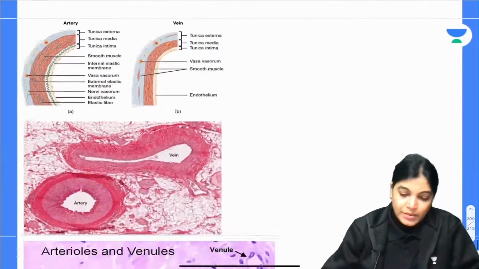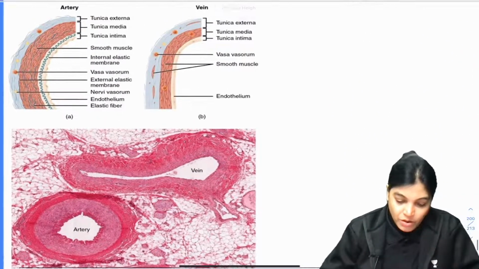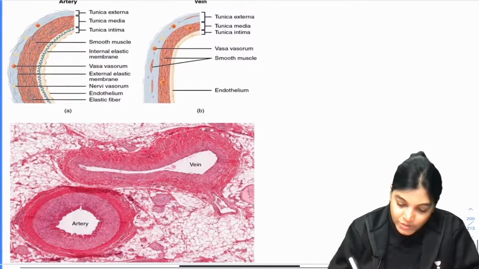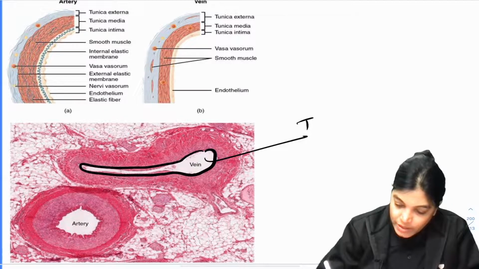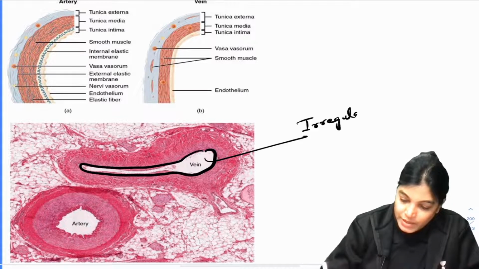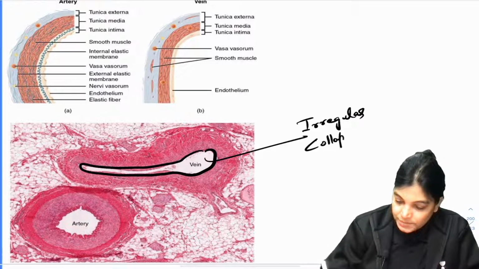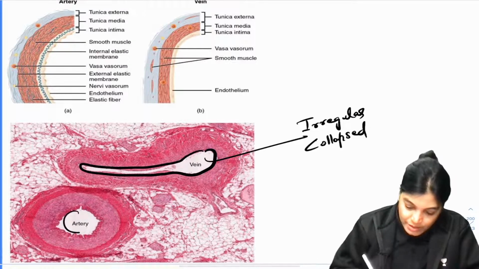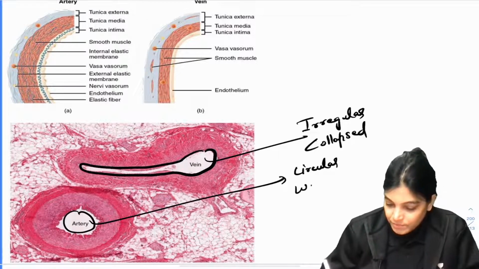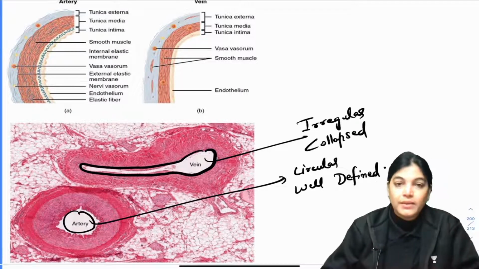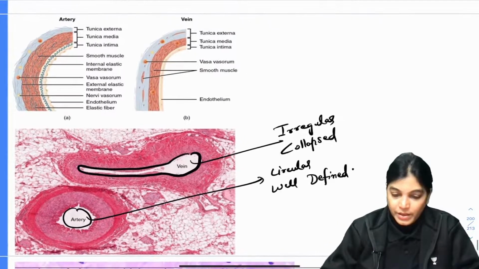Now see here, if you see the comparative diagram of vein and artery, another important point is that the lumen of the vein is irregular and collapsed. But if you see the artery lumen, it is circular and well defined.